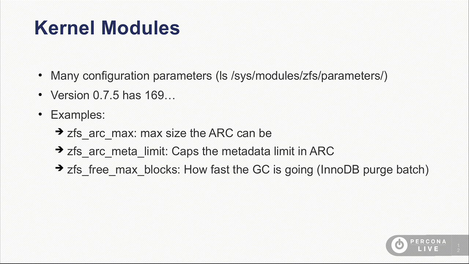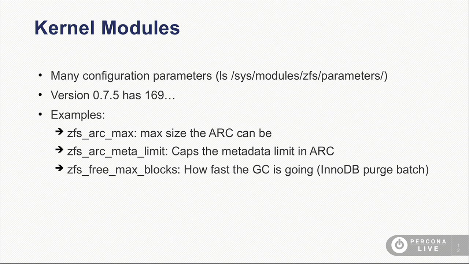ZFS free max blocks is something that can bite you if you delete a lot of data. By default, ZFS aggressively frees, I think, 1,000 blocks per transaction, so it could slow you down for a while if you deleted like 100 gigs of data. We got that at Slack when we tried.